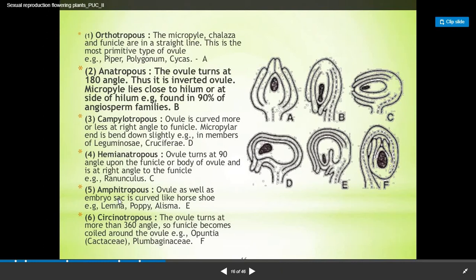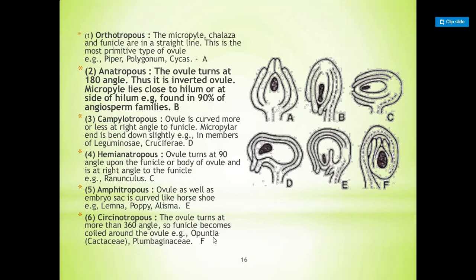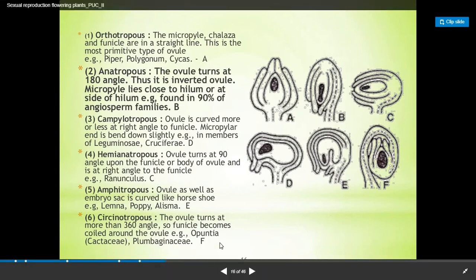Amphitropous, ovule as well as embryo sac is curved like a horseshoe. Example, Lemna, Poppy, Alisma. These are the examples of Amphitropous that you can see in this figure E. Circinotropous, the ovule turns at more than 360 degrees, so the funicle becomes coiled around the ovule. Example, it is seen in Opuntia, that is in Cactaceae family, and Plumbaginaceae family, that is F. Mostly you have to remember this. All this can be asked in the 1 mark and in the MCQ. And this particular B type, that is the Anatropous, that is given in the NCERT book, this can be asked to draw.